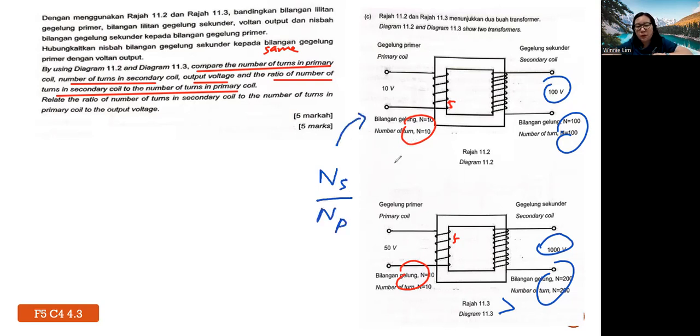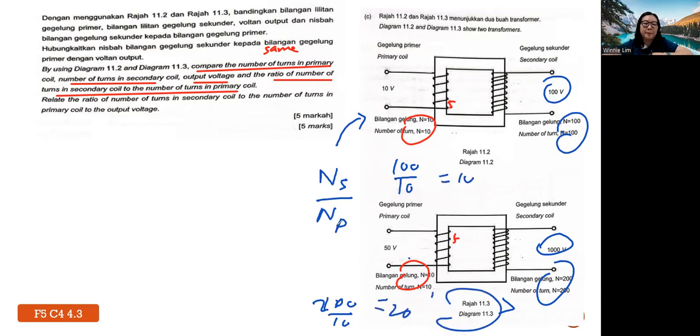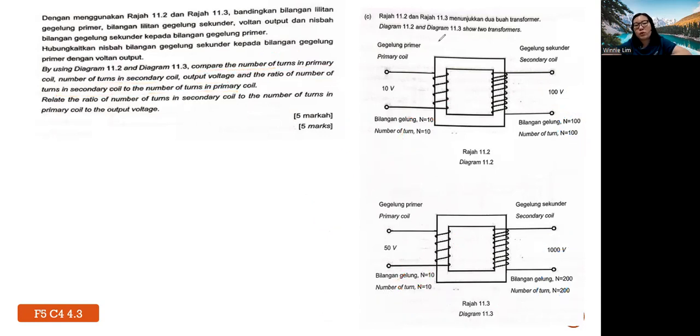So for this one, your NS is 100 over 10. This one is 200 over 10. So the ratio of this one is bigger; this equals 10 and this is 20. So relate the ratio of number of turns to the output voltage. When the ratio is greater, that means the output voltage is also higher.